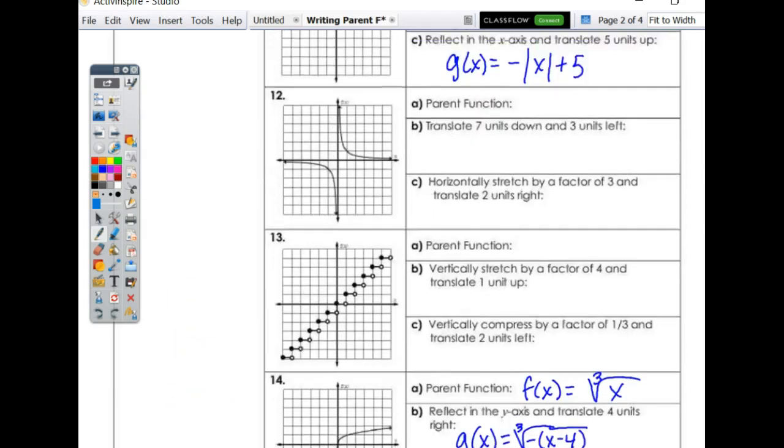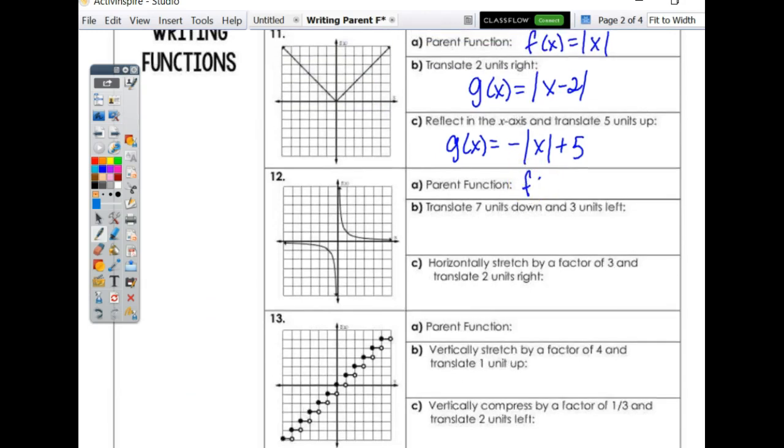So go back up to the rational. So the parent function here is 1 over x. So the first one, I want to translate 7 units down and 3 units left. 7 units down, 3 units left. So the 7 down, where does that go? Outside, and then the 3 units left. That's what that one looks like.